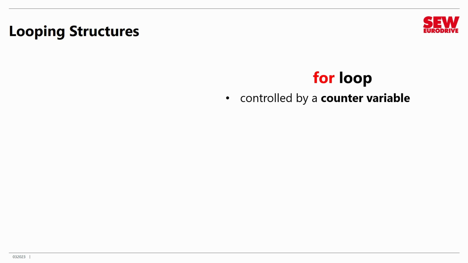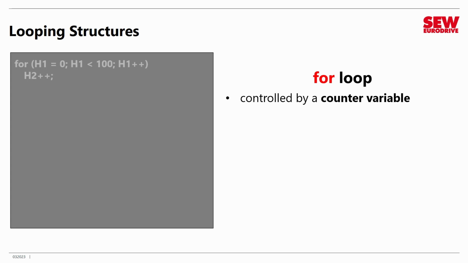There's one kind of counter loop in IPOS. It's called the for loop, and it requires you to dedicate a variable to it that maintains the count. We call it the counter variable. So here's an example. We're using H1 as the counter variable. So you just set up a variable to keep the count, and that's what it's for.